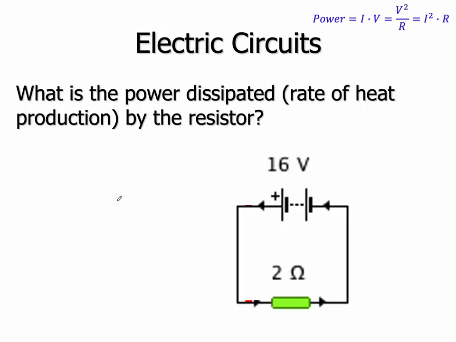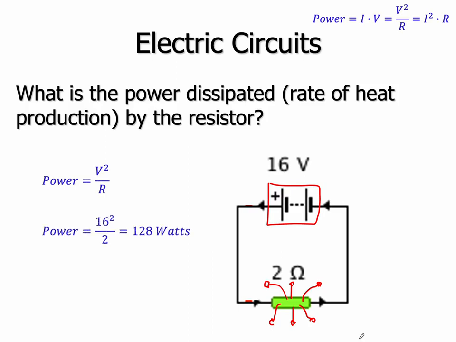You can also use this to figure out power dissipated. Remember, batteries do work on charge. What happens when that charge passes through a resistance or a load? It loses that energy. What form does that energy become? It becomes E-dis, or thermal energy. The resistor gets warm. By the way, a resistor is just a device designed to have resistance. In this case, we know voltage and resistance, so probably use this equation for power, and you'll discover that this thing is going to radiate 128 joules of heat energy every second, or 128 watts. It is a pretty decent heater.